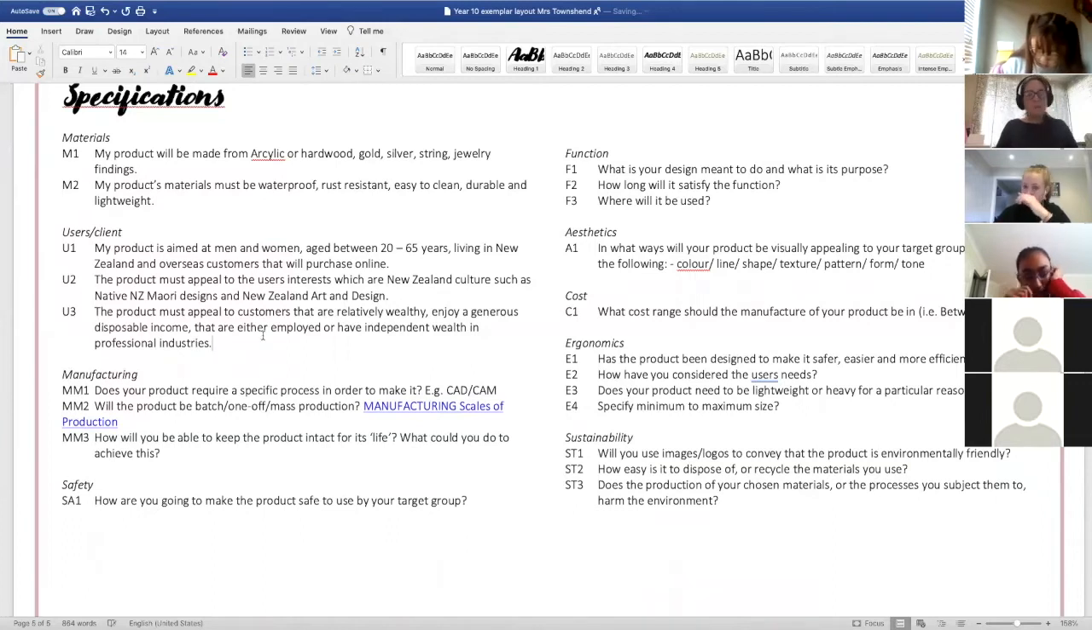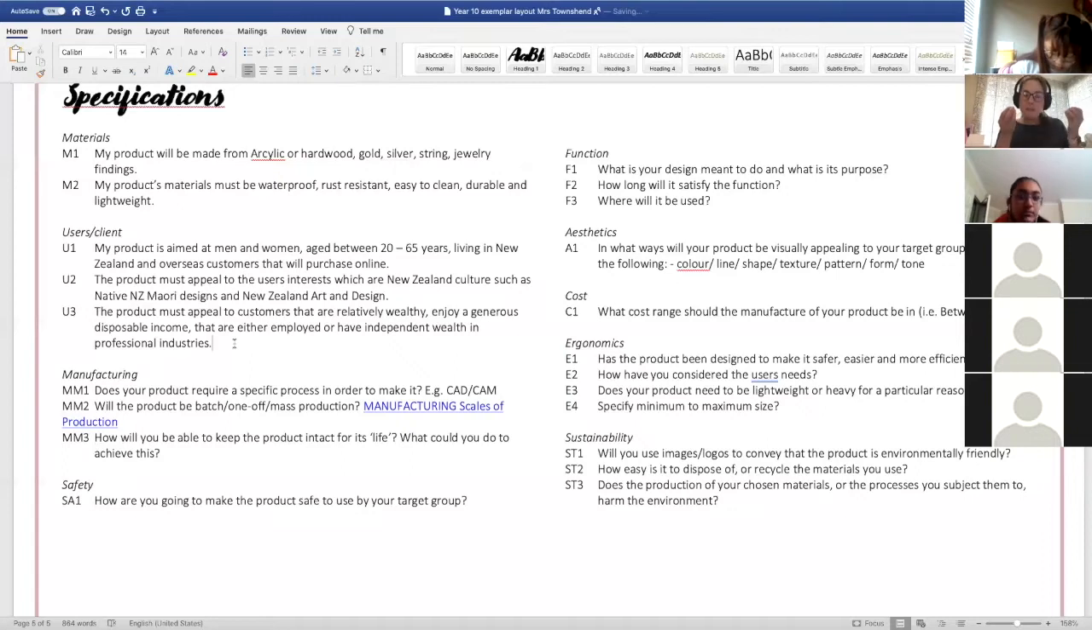So the way that we've written this specification is that we can actually now say if our design meets that specification or not. So the product must appeal to the customers that are relatively wealthy, enjoy a generous disposable income, that are either employed or have independent wealth in professional industries. And yes, I think this design does meet that specification because it is using these materials and it is really pretty and it's got that image of the whatever that would appeal to them.